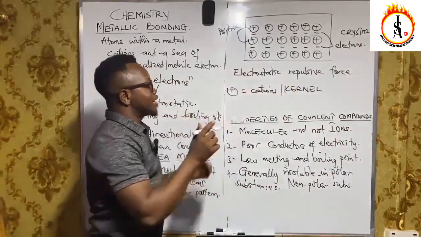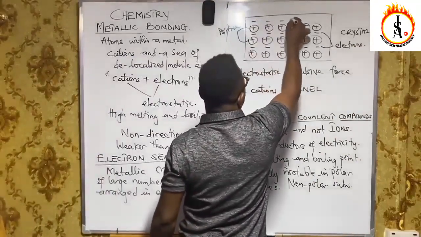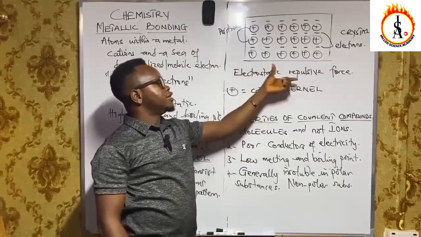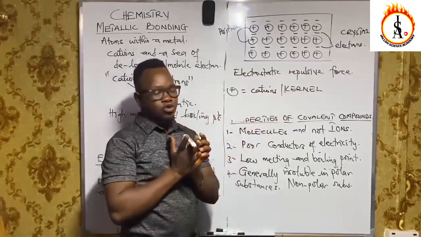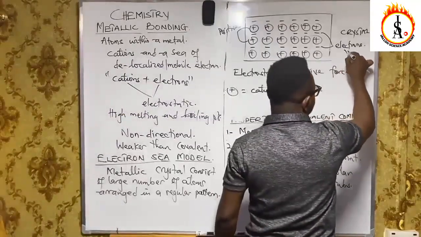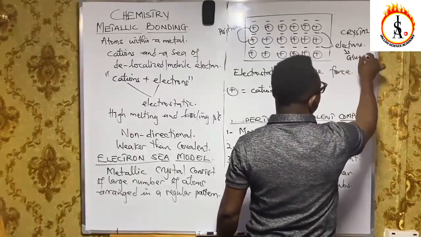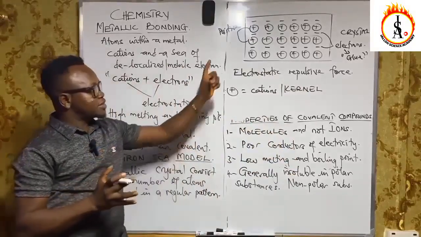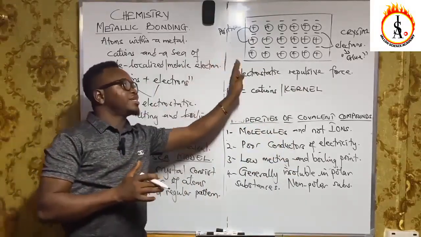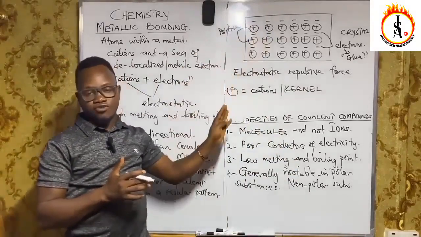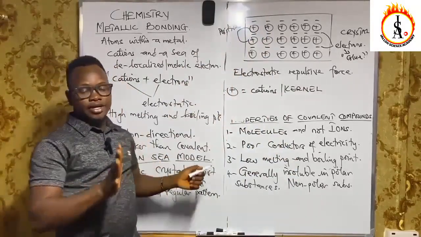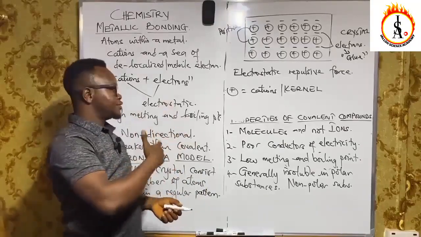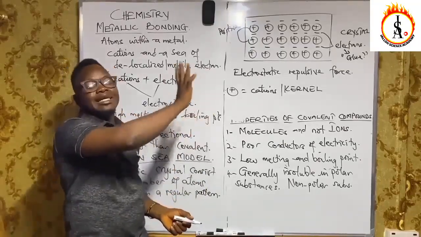So these are the ones that hold these ions together. They prevent them from the electrostatic repulsive force. So these electrons here serve as glue, holding them in position. And at the same time, the electrons can leave one field of influence and enter another field of influence, meaning they are not localized, they are delocalized. They are mobile. They move about the lattice.